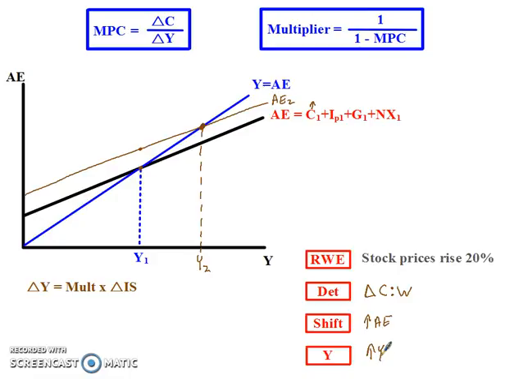I'm not going to do this next part in every single example, but I do want to do it in this example. So I want to come back here to the multiplier idea and say, how big of a change does this cause? So let's say that the increase in stock prices by 20% caused consumers to increase their consumption by $10 million.